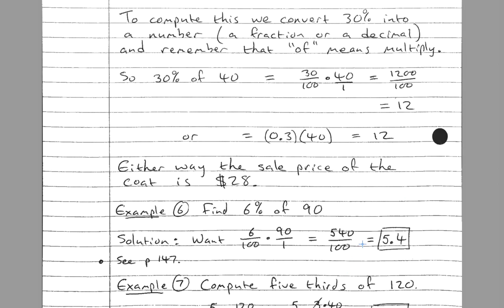So maybe this is best as a decimal. So this is 540. If you divide by 100, the decimal point ends up here. So 5.4. All right, so 6% of 90 is 5.4.